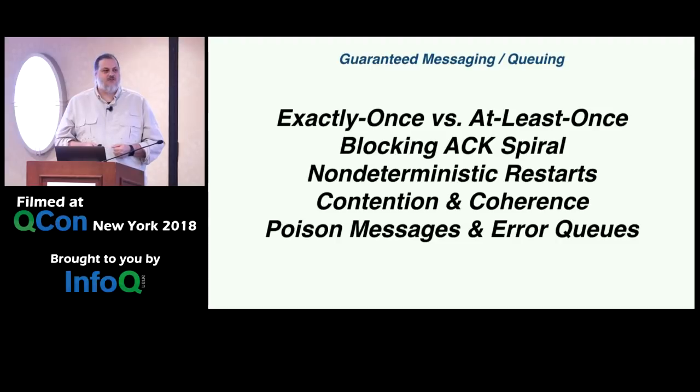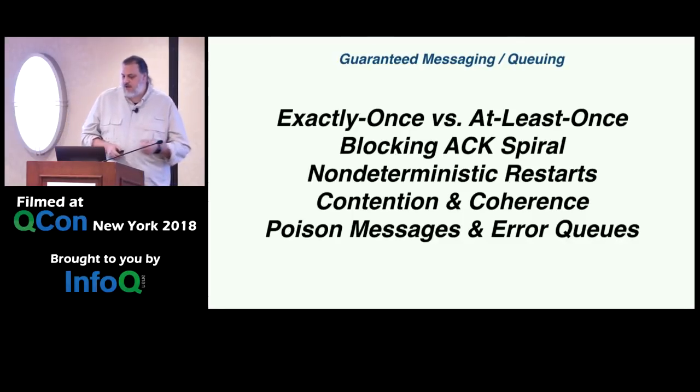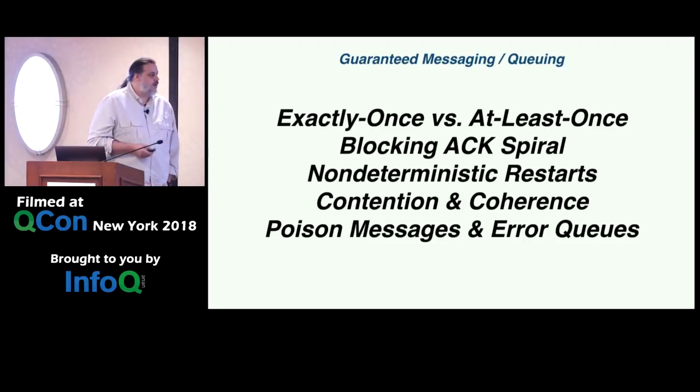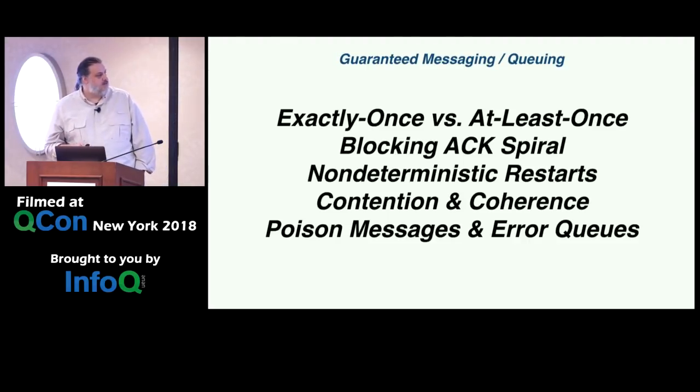So you have to break it down into what happens if I lose this type of message? What happens if I lose this other type of message? It's really hard to make these systems deterministic so that you can find issues that may happen, especially across restarts. They typically have a lot of contention and coherence associated with them, which makes them slow. And dealing with poison messages and error queues can be a pain, as well as making things non-deterministic.